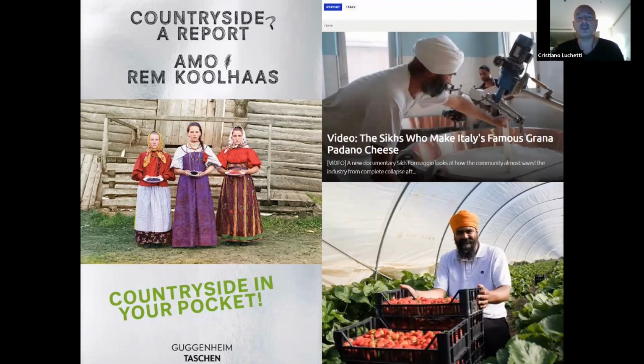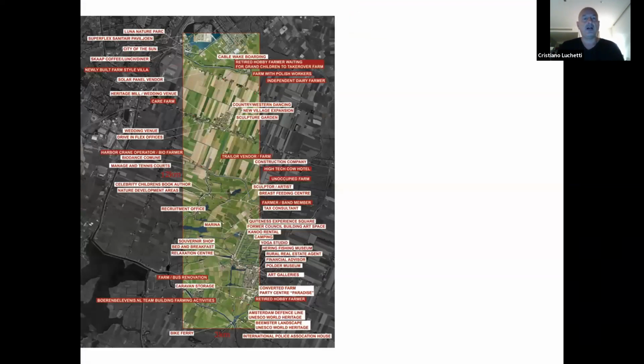One example is the famous Grana Padano cheese in Italy, one of the most famous cheeses that are typically produced originally in Italy. Now it's basically mostly produced by Indian immigrants, right? The Sikhs who actually make Italy's famous Grana Padano cheese. And this obviously changed the social context and therefore the urban context of the countryside.